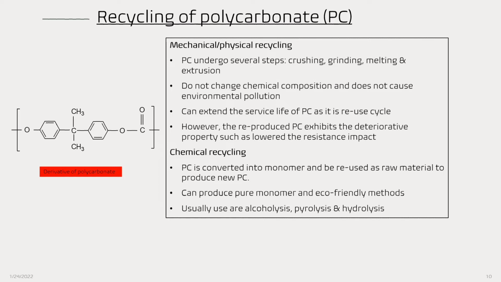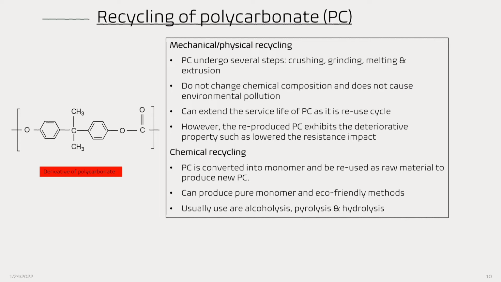Recycling of polycarbonate, or known as PC. It can undergo mechanical and chemical recycling. In mechanical recycling, the PC undergoes several steps, such as crushing, grinding, melting, and extraction. This method does not change the chemical composition and does not cause environmental pollution. It can extend the service life of PC as it is a reuse cycle. However, the reproduced PC exhibits deteriorative properties such as lower impact resistance.